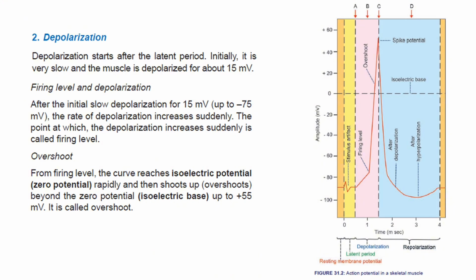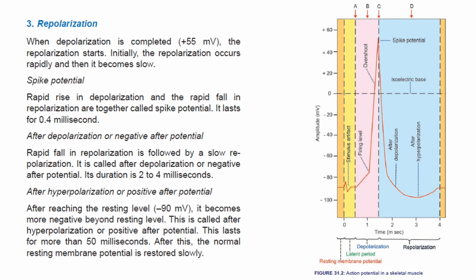You can see in the figure the gradual rise during the initial depolarization phase, the rapid climb to the firing level marked on the curve, and the overshoot where the potential moves above the zero line. It reaches its peak. Let's now discuss the third and final phase of the action potential, which is repolarization. So what is repolarization? Once depolarization is complete and the membrane potential reaches plus 55 millivolts, the process of repolarization starts. Initially this phase occurs rapidly but slows down as it progresses, ensuring that the cell returns to its resting state.